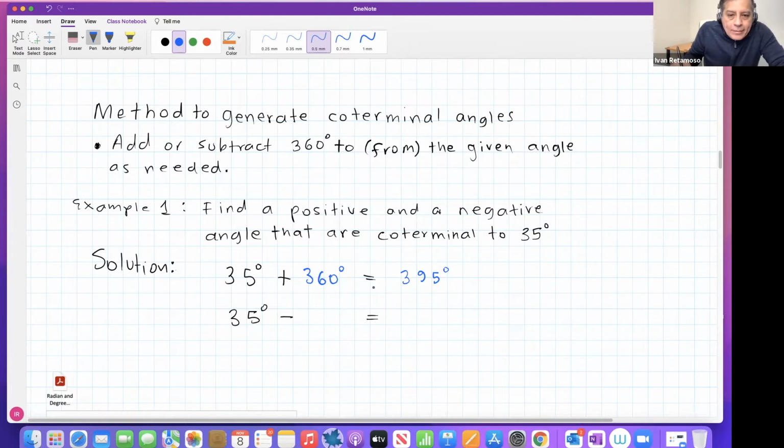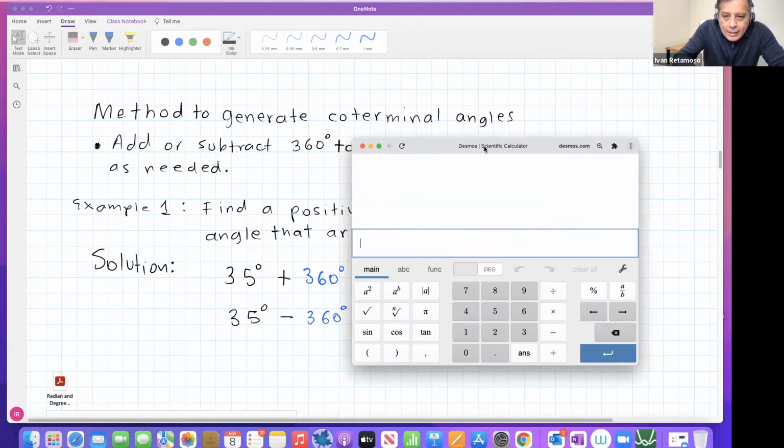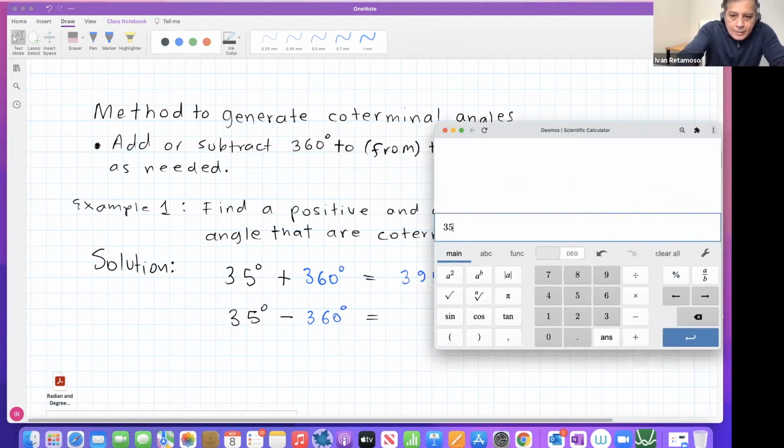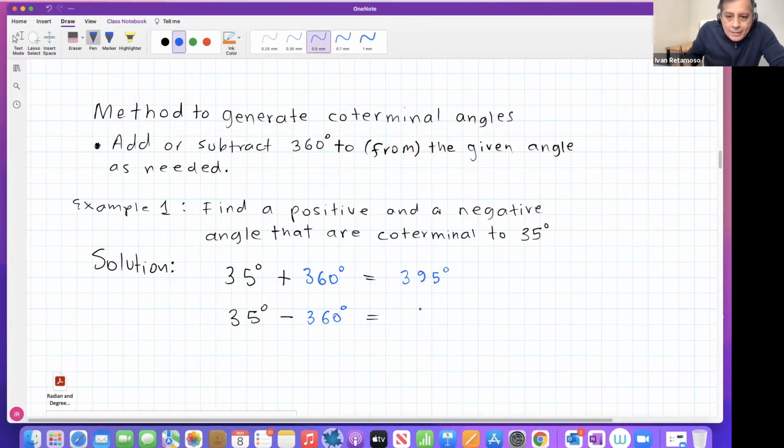Now I want to generate a negative coterminal angle for 35 degrees. So instead of adding, now I'm going to subtract, okay? 35 degrees minus 360 degrees is equal to negative 325 degrees, right? Negative 325 degrees, and there I have a negative coterminal angle. So 35 degrees and negative 325 degrees are coterminal angles, right? Very good. One positive, one negative.